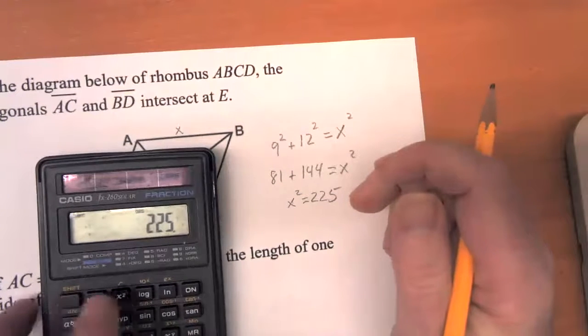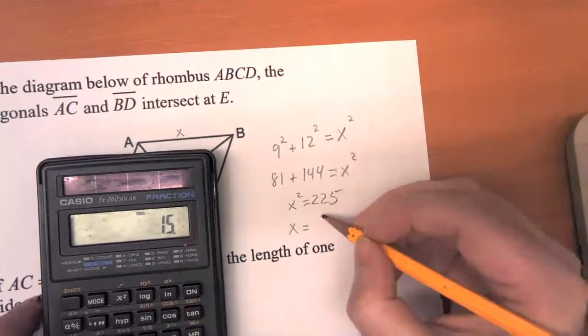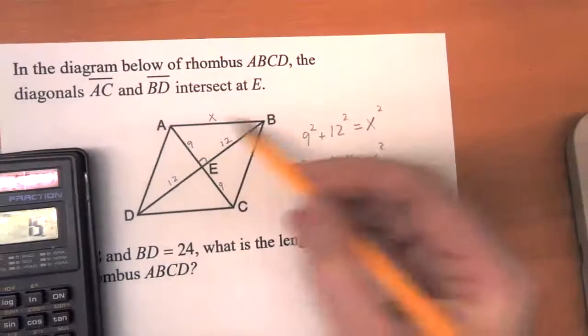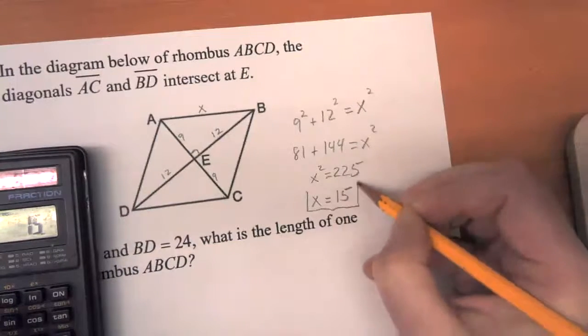And so we take the square root. And so x, and remember, x has to be positive because this is the side of a rhombus. So it couldn't be negative 15. It has to be positive 15.